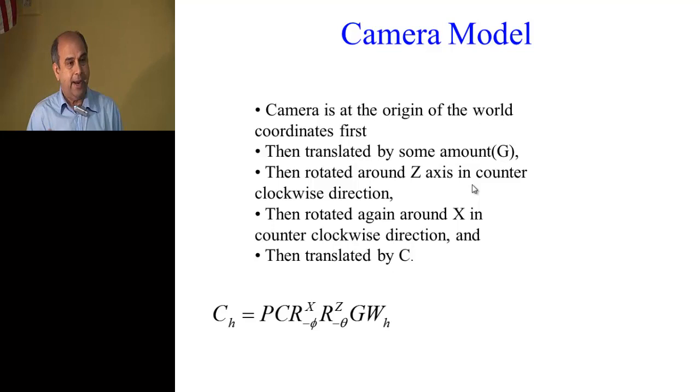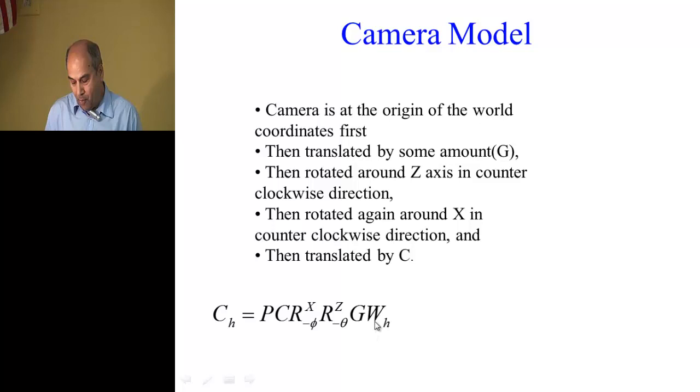Okay? So we started with the word point, let's say word homogeneous, and all this we are going to do in homogeneous coordinate system. Homogeneous coordinates is nothing but take the 3D coordinates, add the constant k, and multiply each of the three elements by k, and add the fourth one. That's it. So we have the word point, which is W, in the homogeneous coordinate system.